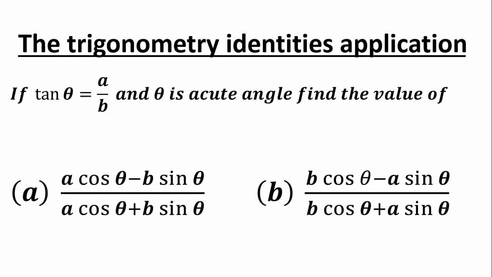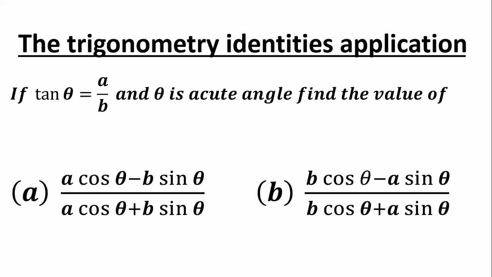This video is all about trigonometric identity applications. Now we are given tan theta equal to A all over B, and theta is an acute angle. Find the value of A cos theta minus B sin theta divided by A cos theta plus B sin theta. Then B cos theta minus A sin theta divided by B cos theta plus A sin theta.